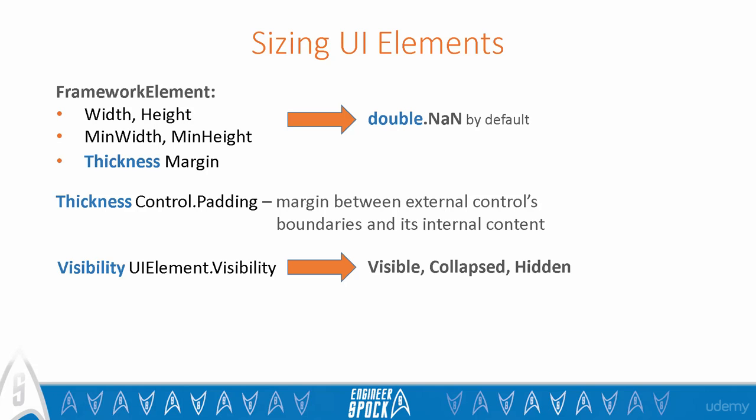At the measurement step, collapsed elements will set their desired size to 0. Thus, such elements don't occupy any space and stay invisible. They don't take part in the layout process. On the contrary, hidden elements retain their original size. They participate in the layout process, though they're invisible too.